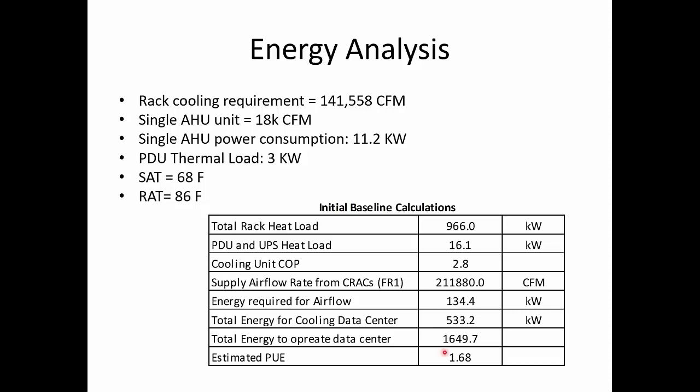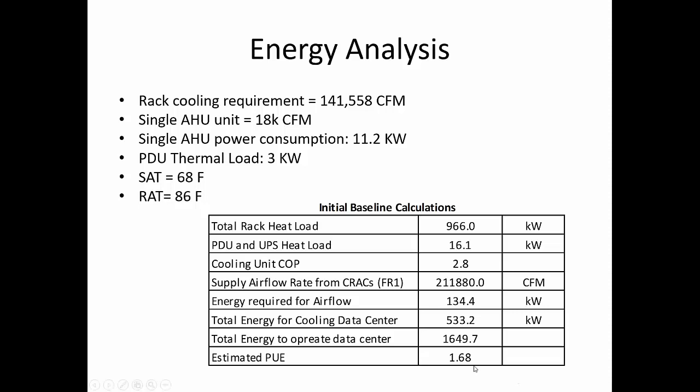And then down here is 1649. It's interesting to compare these two numbers. That's not a great relationship. So 966 is your total IT load. That's what you're really interested in from a productivity point of view. This is the one that's most important. But it's taken 533 to get that heat out of the room. So effectively, for every kilowatt that we're putting into the room for IT load, it's taking half a kilowatt to get it back out of the room. Not a great relationship reflected in the PUE of 1.68.